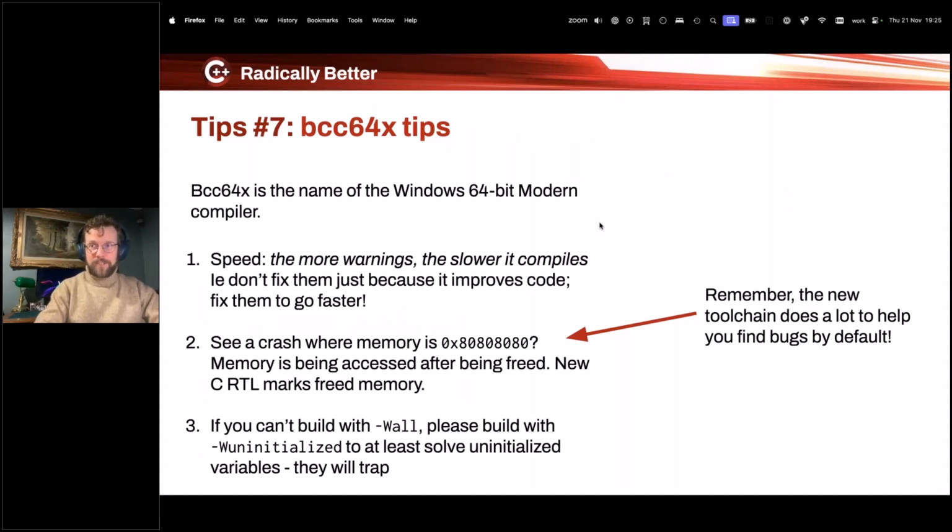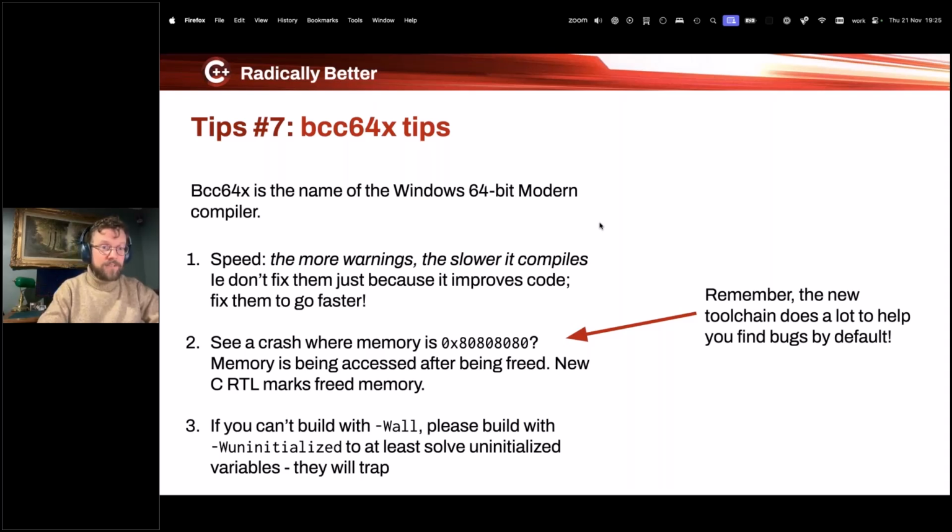All right, tip number 7, and we're getting to the end here. This webinar has taken a little longer than planned, but there's a lot of content. Tips on using the new compiler. The command line version is called BCC64X, so you'll hear us refer to it both as the modern compiler or as BCC64X. First of all, the more warnings, the slower it compiles. Quite literally, the more warnings it emits, it actually has a noticeable impact on compile speed. So I've tried to convince you to run with all warnings on and then fix them, because the new toolchain will really help your code quality. But there's another reason, which is just, if you're getting a whole bunch of warnings being printed out, fix them and it will compile faster, really.